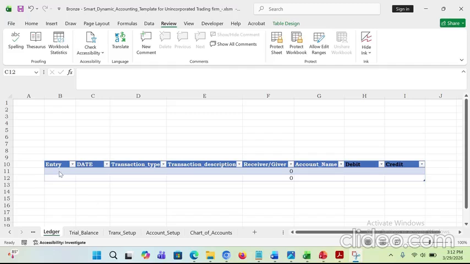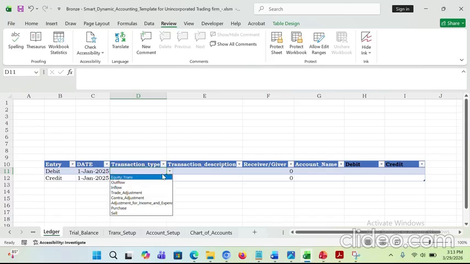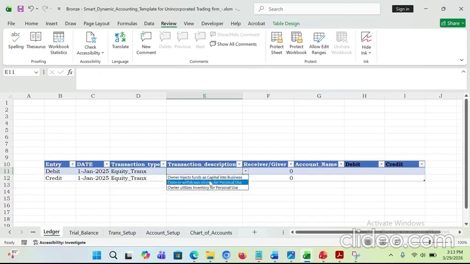So let's assume we are the business owner and introduced a capital of 1 million naira on January 1st, 2025. For all entries, you are supposed to have a debit entry and a credit entry. So on January 1st, 2025, replicate the same thing for the credit entry. We are dealing with an equity transaction here because it has to do with introducing capital into the business. The transaction description you select is owner injects funds as capital into the business. Replicate this to the credit line as well.